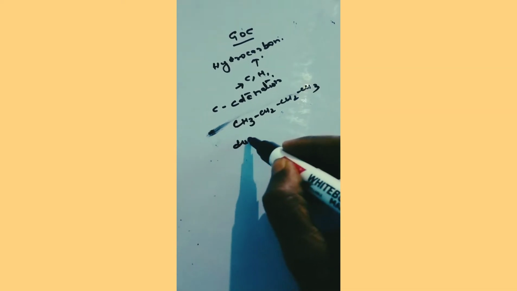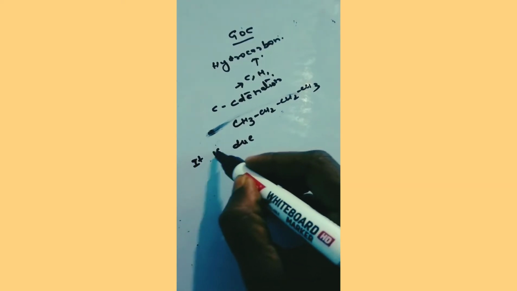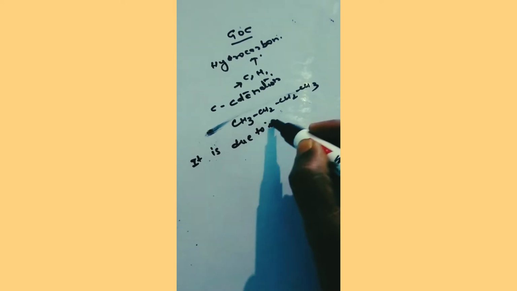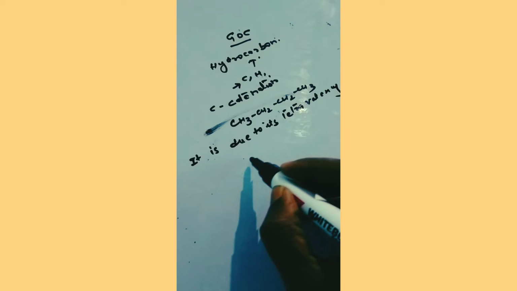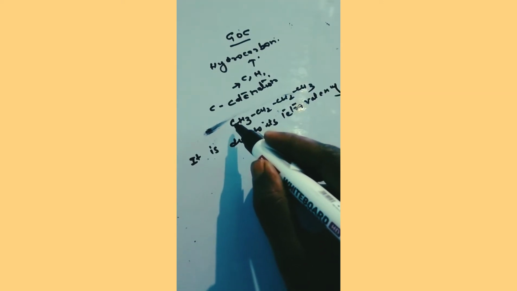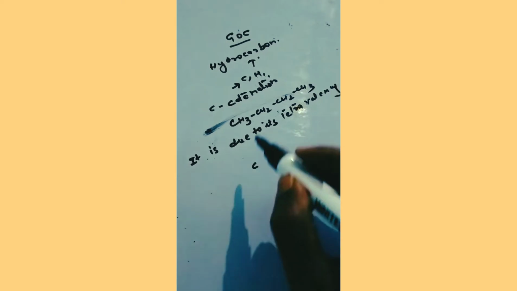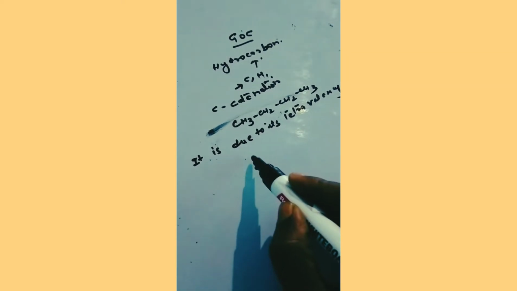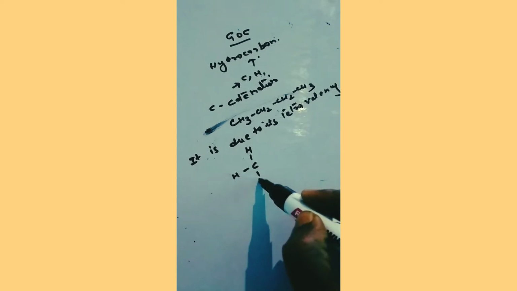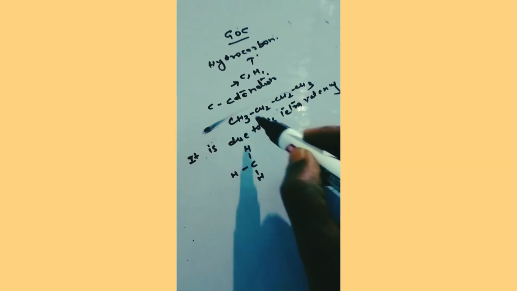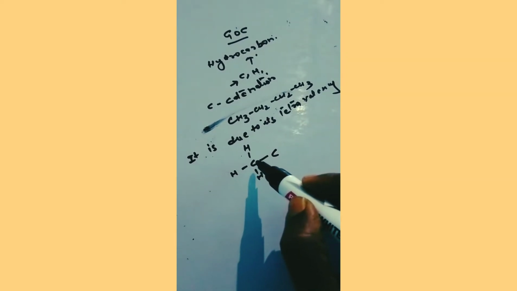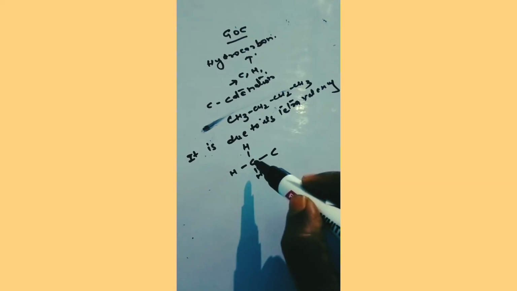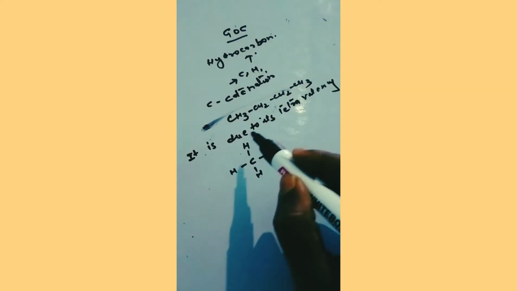It is due to its tetravalency, meaning the valency of carbon is 4. If you see this structure, this is carbon. How much hydrogen is attached? 3 hydrogen, so you will attach 3 hydrogen. 3 hydrogen are attached on this side, and this bond is also attached, meaning the carbon is also attached to this one. So carbon has attached 4 atoms. That is the meaning of tetravalency.